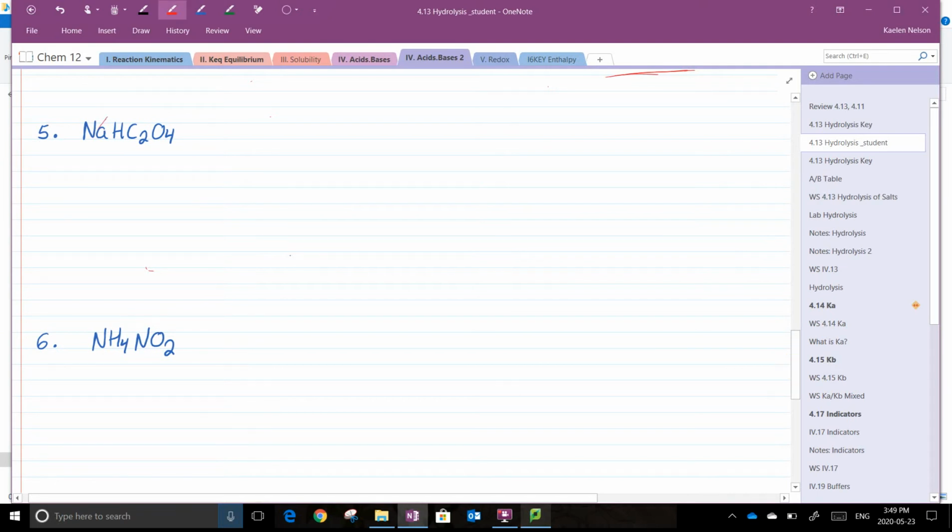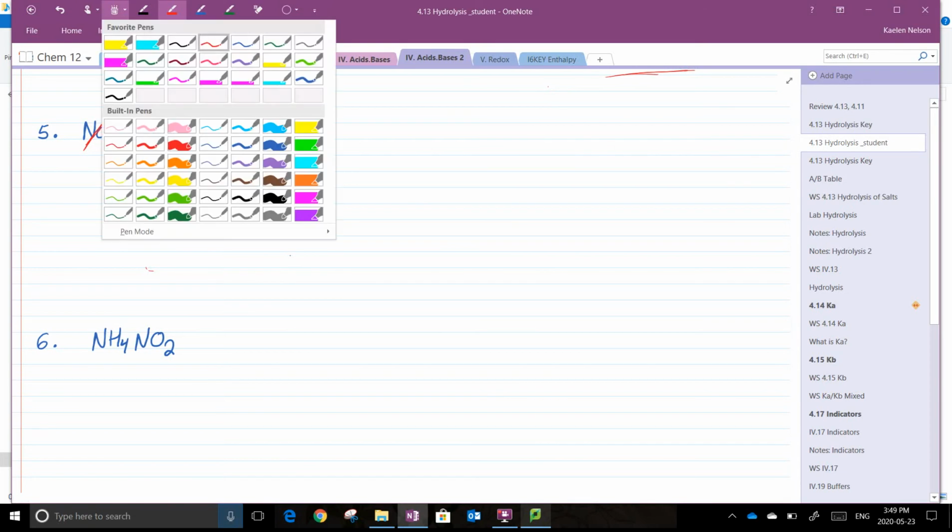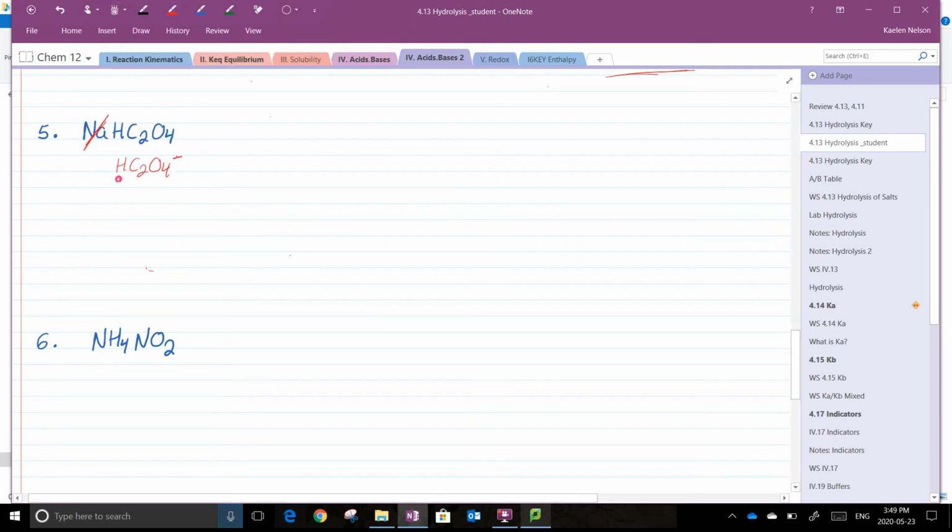Okay, example number 5. Na is my spectator, so I'm going to get rid of that, and I'm going to be left with HC2O4 minus. So this one is an amphiprotic ion because I have an H and I have a minus, so this guy is amphiprotic. When you do an amphiprotic ion, you're going to need to do 2 equations for each ion.